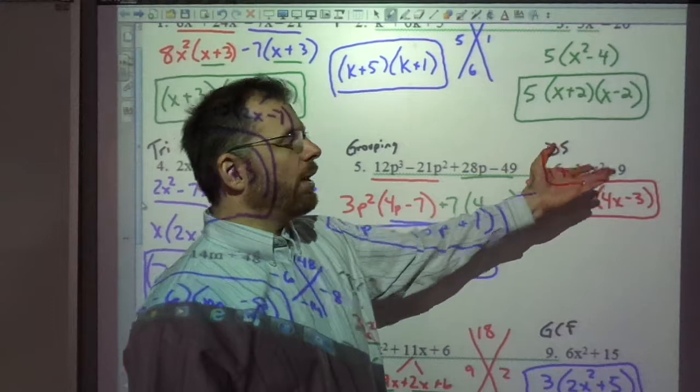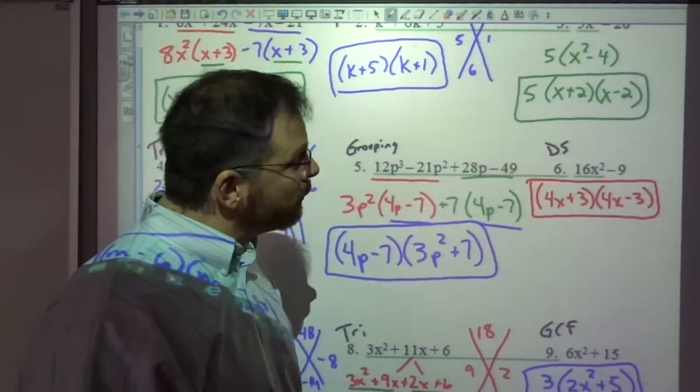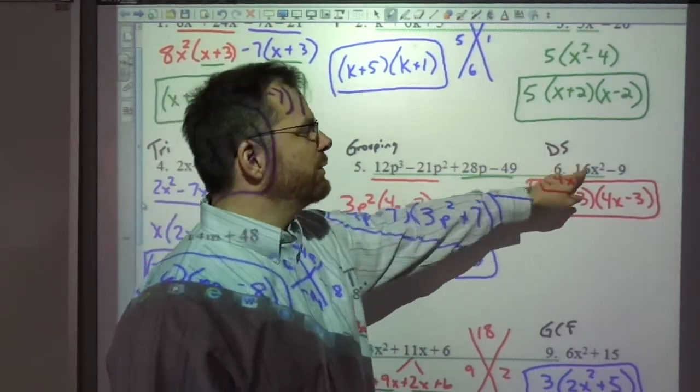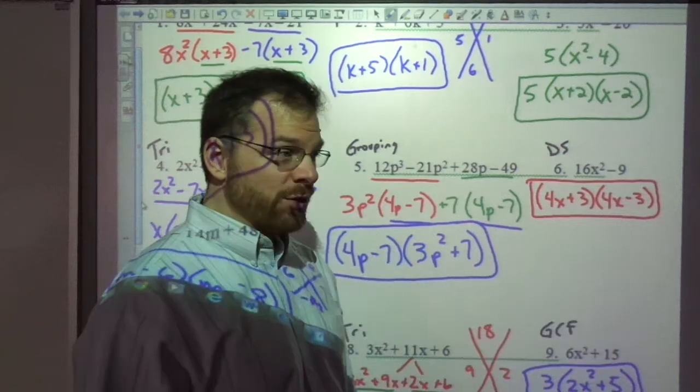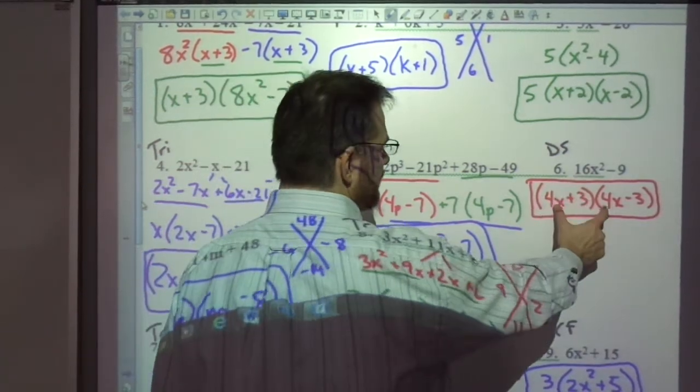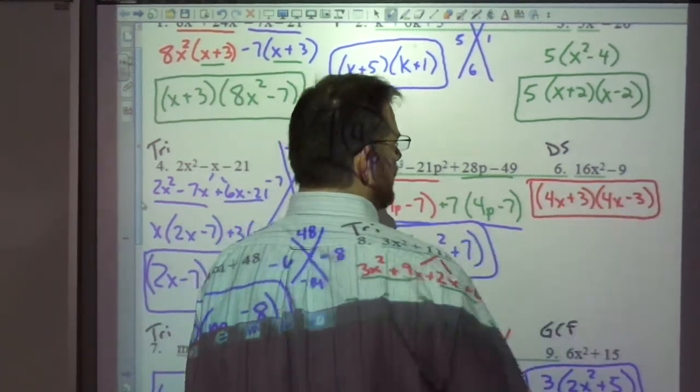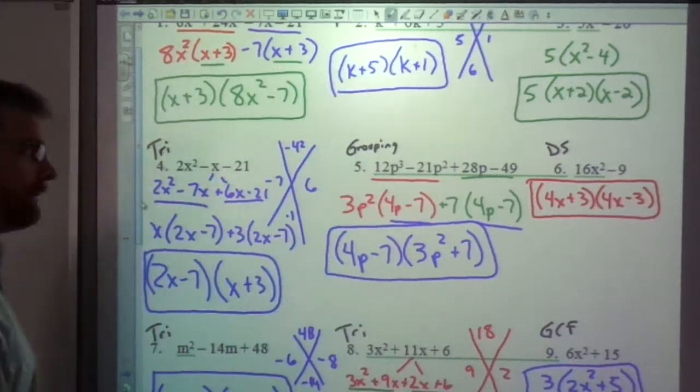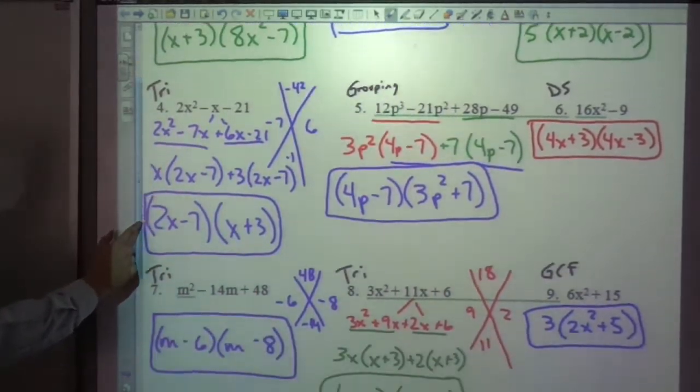This is 2 terms. I always check for a GCF, but it doesn't have one. But I know that 16x squared is a perfect square and 9 is a perfect square. So the square root here is 4x. The square root here is 3. One of them positive, one of them negative, with a difference of 2 squares.